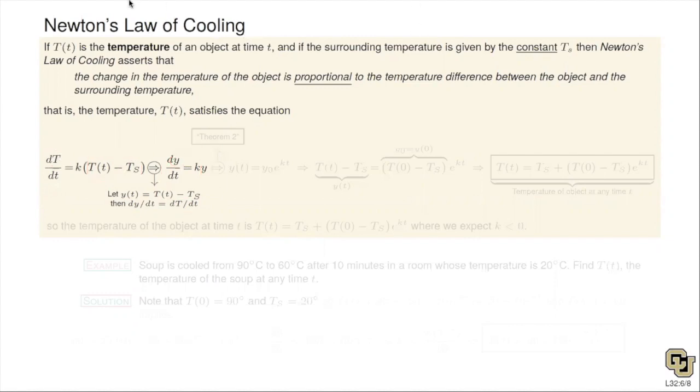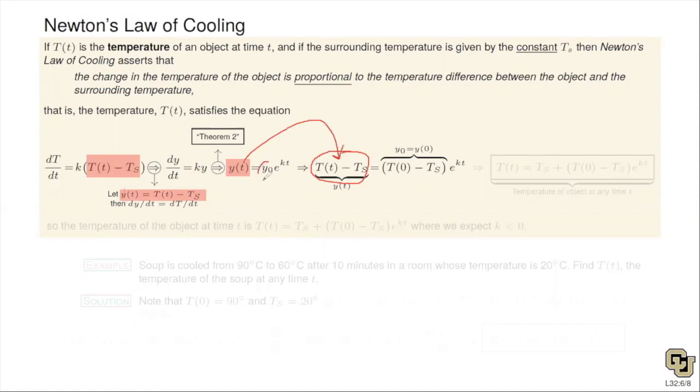And so now I don't need to solve this, guys. I know by theorem 2, the solution is y equal to y sub 0 e to the kt. And now I'm going to replace y with what I originally substituted for. I'm going to replace y with capital T minus T sub s. So there you see it. Here's y replaced.